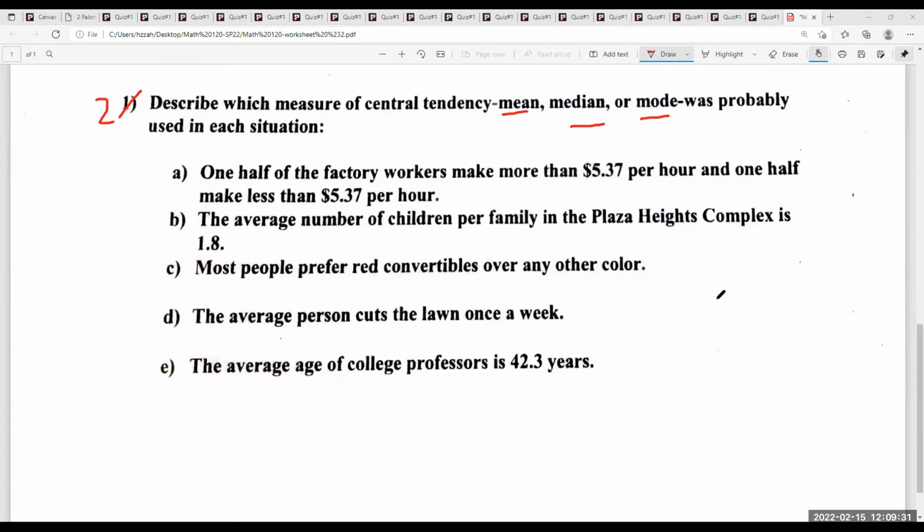Because we ask you how many times do you do it? Some people do it once, the other people may do it twice, etc. This is the mode. You go around in your neighborhood and you ask the people, how many times do you do it? Then you will find out that once a week is going to be the average, if you like, the average number of times is the mode. And the last one, average age of the college professor.